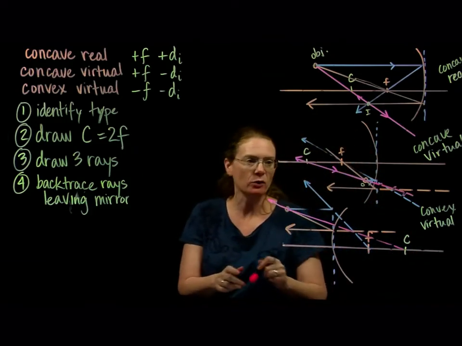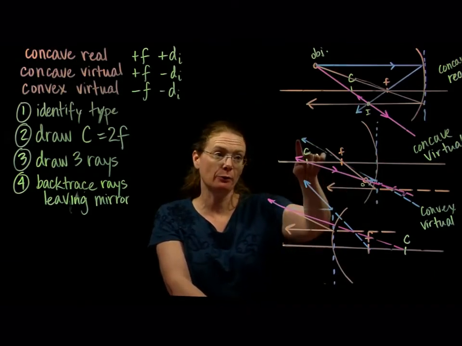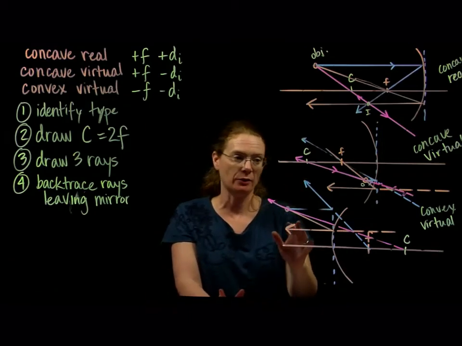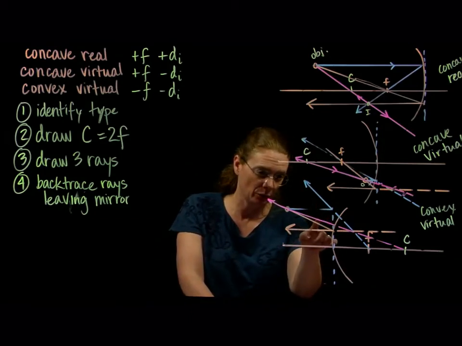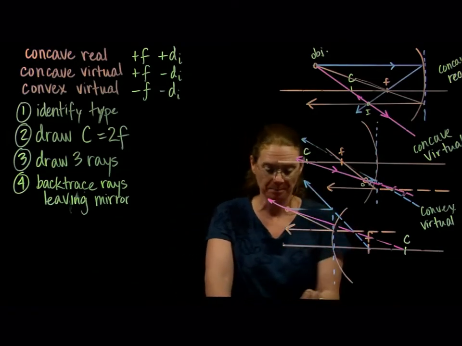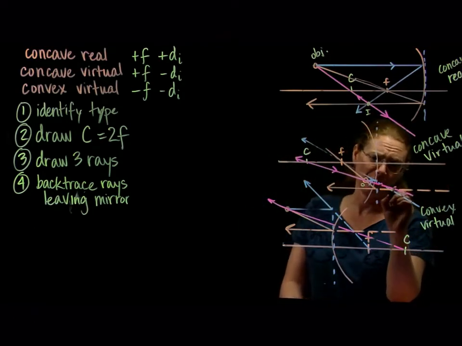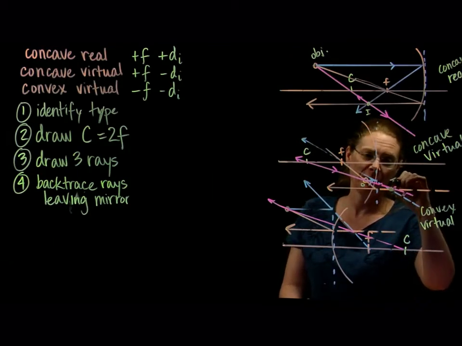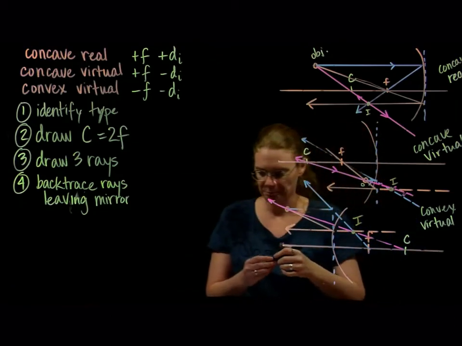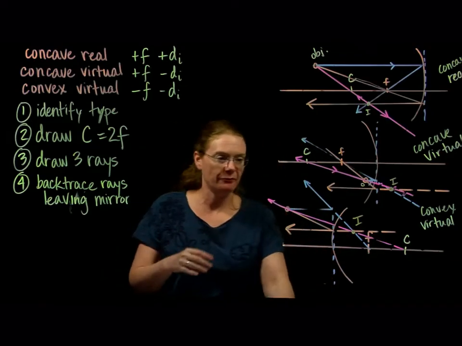Okay, so we back traced the rays that are leaving the mirror, and that's why I find it really helpful to draw arrowheads on the ones that are leaving the mirror, because that tells me which ones to back trace. I actually have 1, 2, 3, 4, 5 rays that I could trace backwards. I only want the ones that are leaving the mirror. So now, where do the 3 rays meet up? Well, somewhere around here. Okay, so my image is somewhere around here. And somewhere around here.